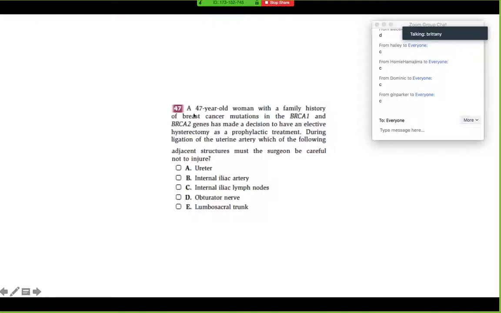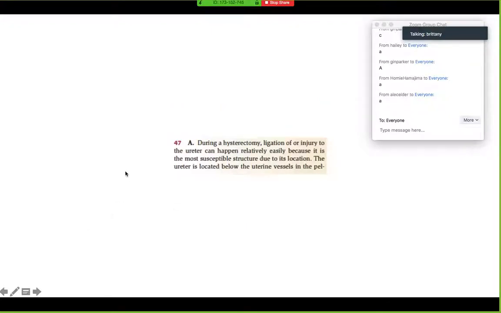All right, moving on. A 47-year-old woman with a family history of breast cancer mutations in the BRCA1 and 2 genes has made a decision to have an elective hysterectomy as a prophylactic treatment. During ligation of the uterine artery, which of the following adjacent structures must you be careful not to injure? Yes, awesome. So he has to make sure he doesn't injure the ureter. So remember the water under the bridge.